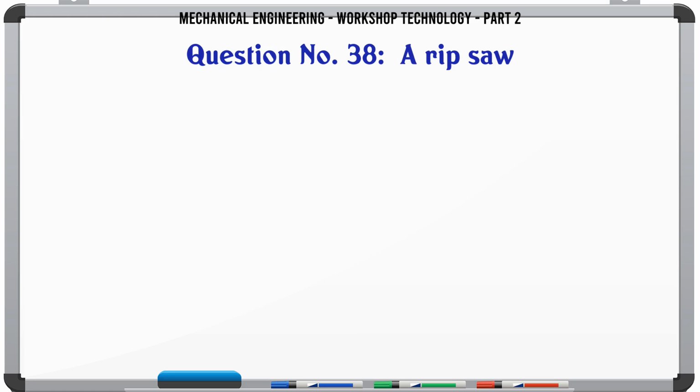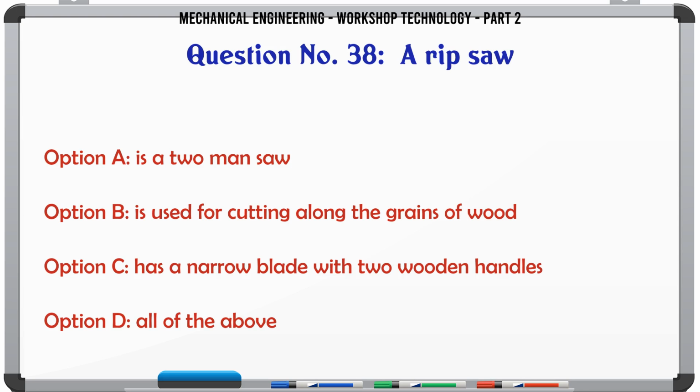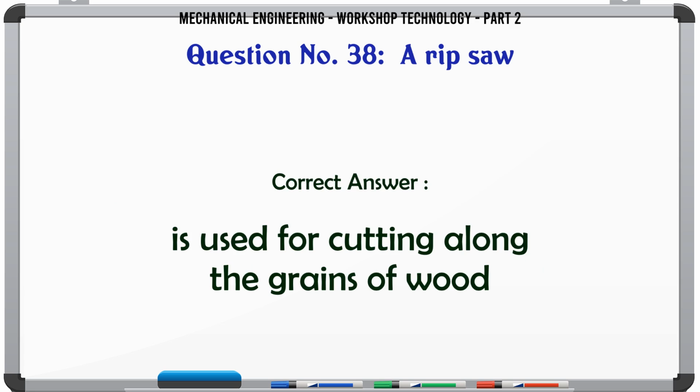A rip saw: A. is a two-man saw, B. is used for cutting along the grains of wood, C. has a narrow blade with two wooden handles, D. all of the above. The correct answer is used for cutting along the grains of wood.